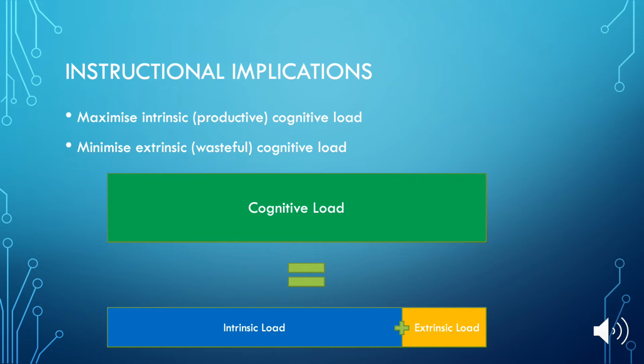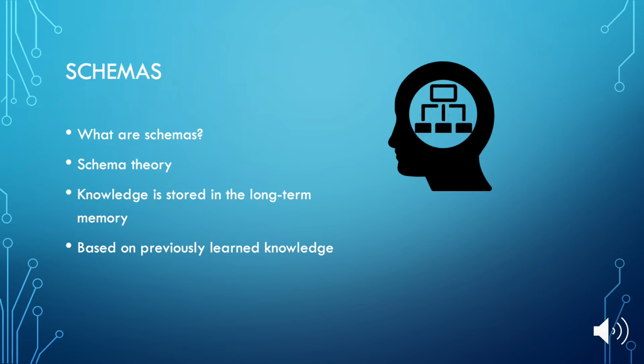By utilizing the interactivity between elements of information and understanding students' level of prior knowledge, you may facilitate the activation and development of schemas. So what are schemas? Schema theory illustrates that knowledge is stored in the long-term memory in the form of schemas. Schemas organize and prioritize information based on previously learned knowledge. This organization reduces the working memory load by a process of automation.